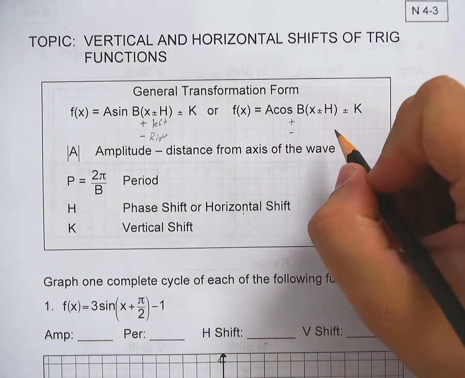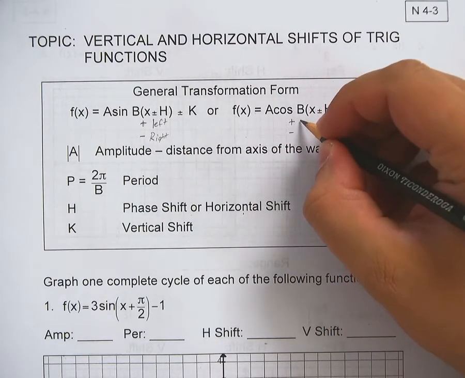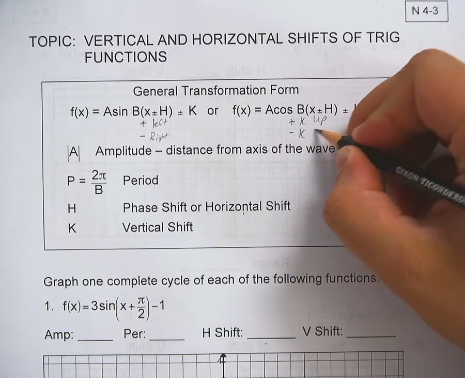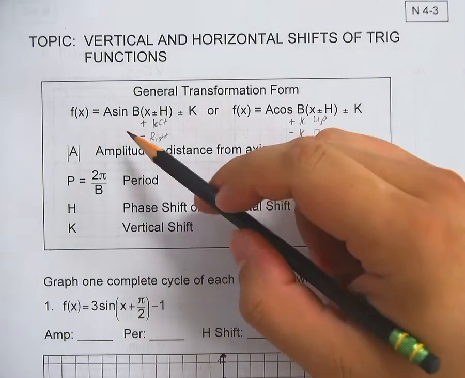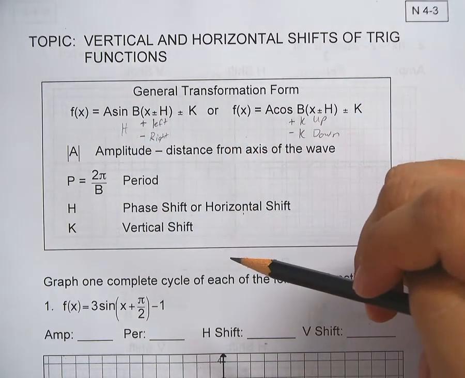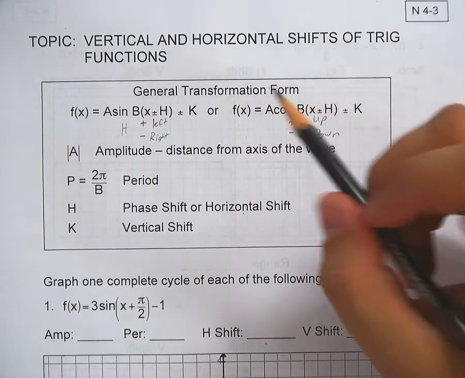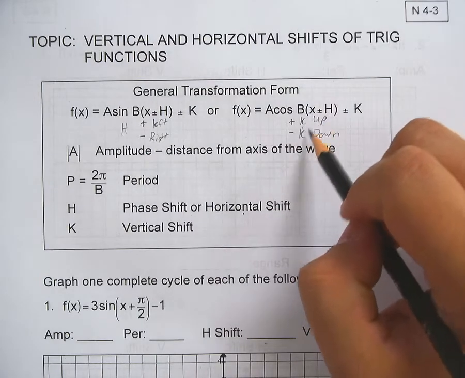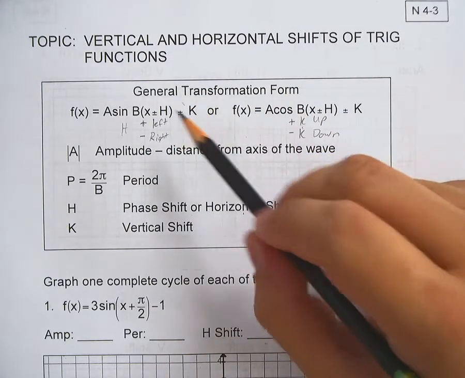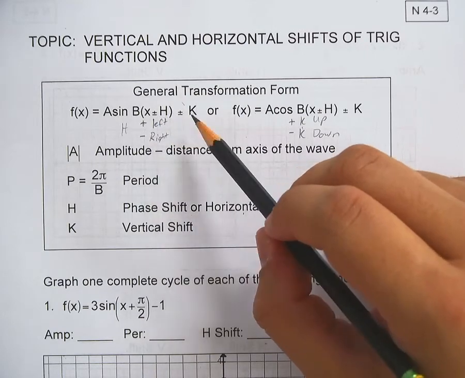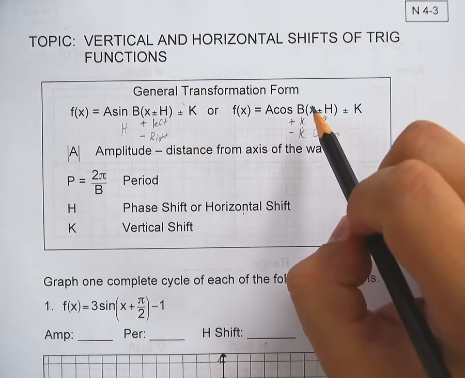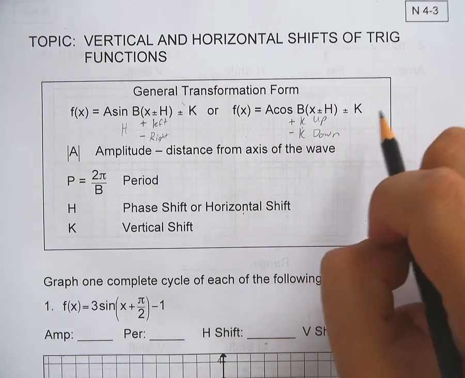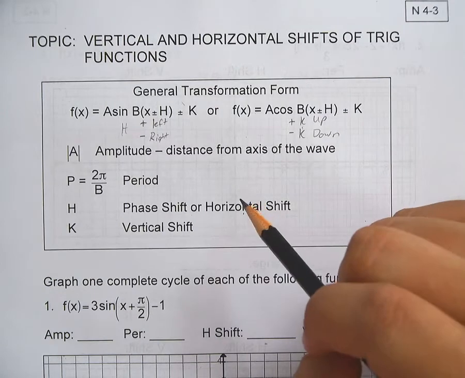Now on the outside, the plus or minus K: plus K moves it up, minus K moves it down. H over on the horizontal, plus or minus, moves it left and right. K, plus or minus, moves it up and down. It's the same on both of these forms. So if this was a plus H and a plus K, that would move it left and up. Minus H and minus K would move it right and down, that number of units.